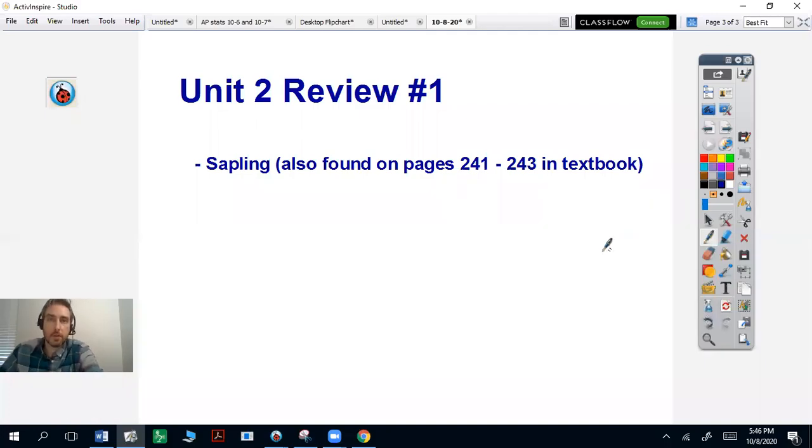Hey, I'm going to go over the Unit 2 review number 1. This is on Sapling, and it's also found on pages 241 through 243 in the textbook. It's called Chapter 3 Practice Test. So I'm going to do it through Sapling.